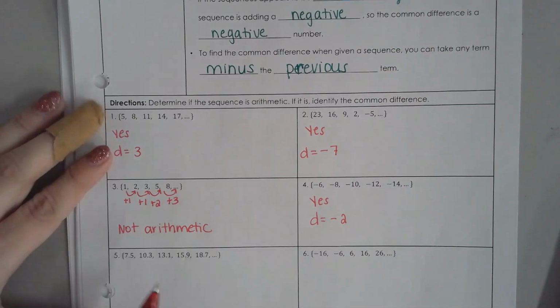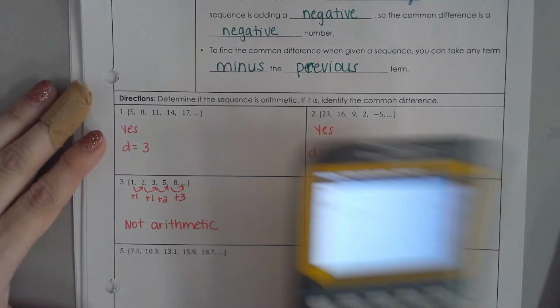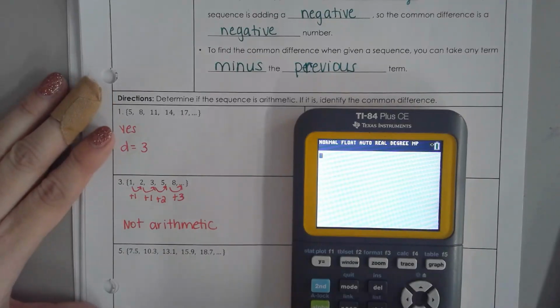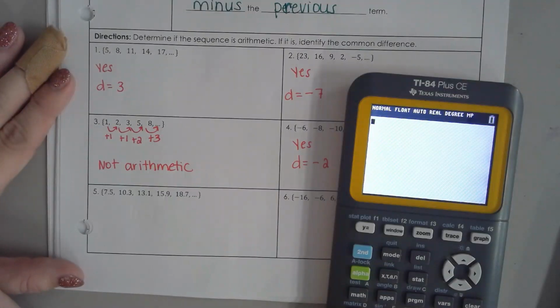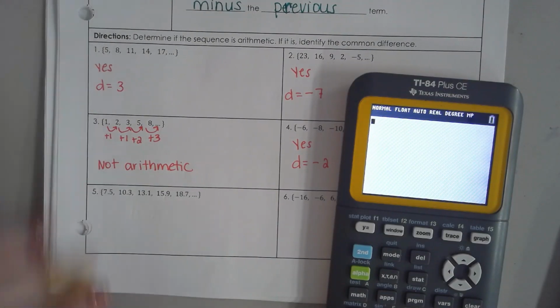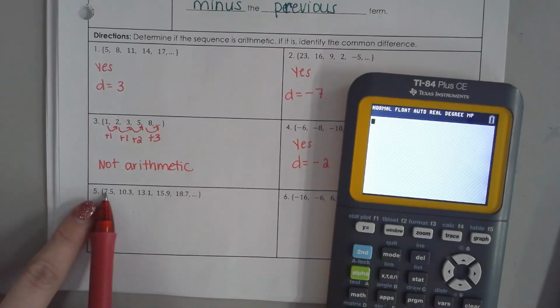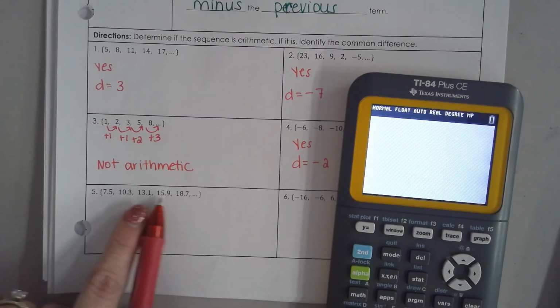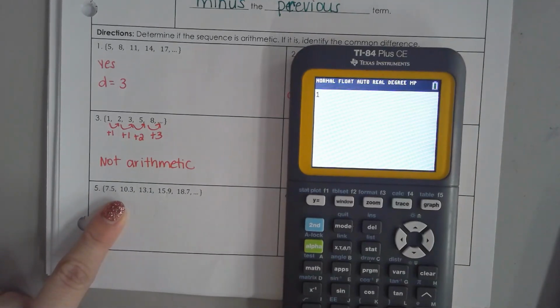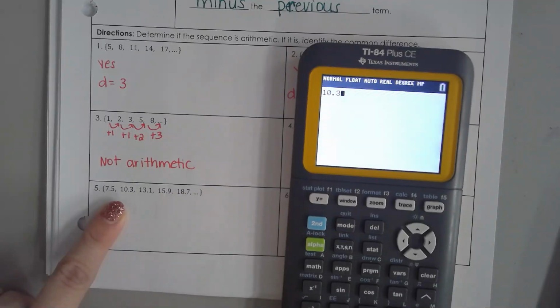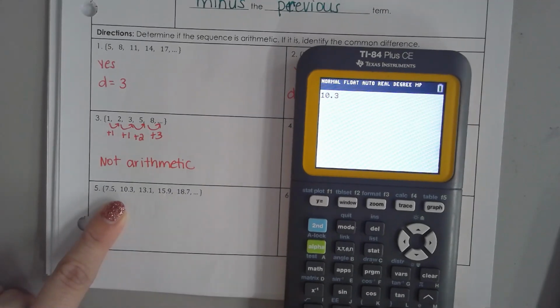All right, the next one. That one's got decimals. So the best thing for you to do would be to go straight to your calculator and test it out. Take every term and subtract the one before it to see if you get the same number every time. So if you do 10.3 minus 7.5.